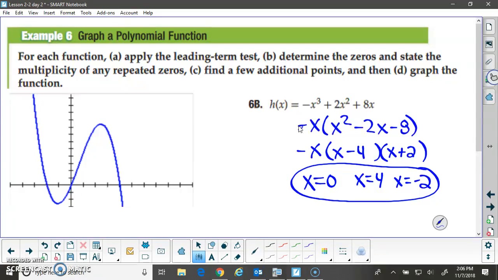Find a few additional points, don't have to do that. And then draw a sketch. Well, when we draw this sketch, we know that it's a disco guy, Larry, so left side goes up, right side goes down. We're crossing at 0, 4, and negative 2. So my graph's going to have to look something like this. Those are the kind of sketches that I'm looking for.